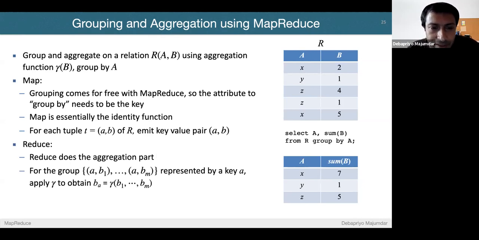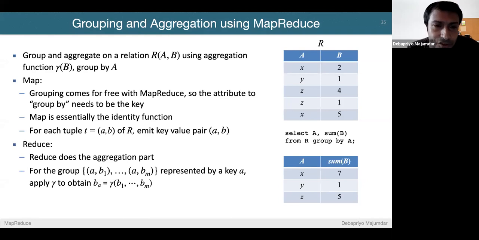In other cases, in a more general case, you will have for every group (A, B1), (A, B2), ... (A, BM), for the key A, and you will apply gamma to obtain the aggregated B for A. All right. So this is grouping and aggregation using MapReduce, and it's kind of trivial or very intuitively easy.